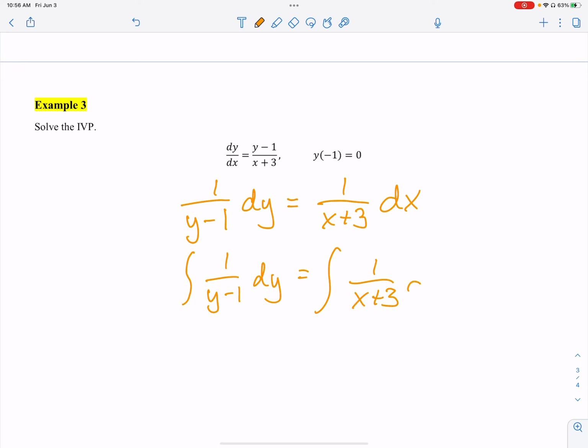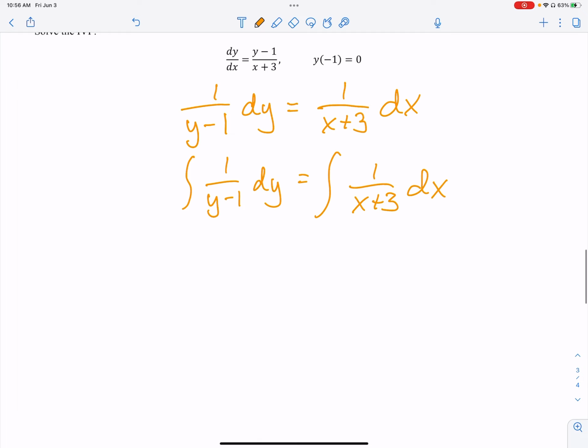All right, these are u subs, just like last problem. U sub is y minus 1, which means du is dy. So we get to do a straight integral here. This ends up being ln of the absolute value of y minus 1, because we're going to get 1 over u, and 1 over u is ln of u, which leaves us with this ln.